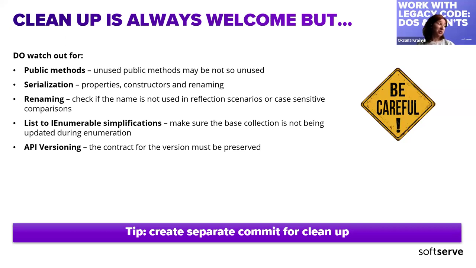I believe we all know that public methods are a bit tricky here, because even if a public method seems to be unused, that may not be entirely truthful. A public method that doesn't have direct references can still be used as part of some third-party task management tool, as part of the database configuration, or in some sort of reflection-based scenarios. So while working with public methods, please make sure you do not rename them, change the signature, or remove them unless you are 100% sure you know where it is used and where it is not used.